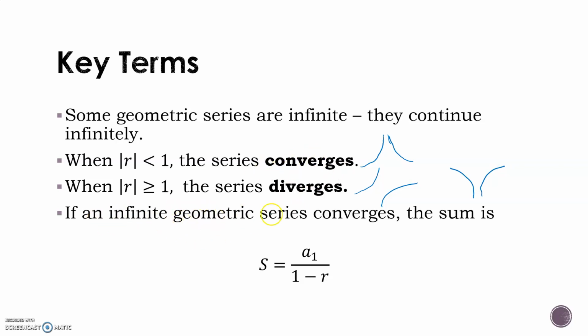If an infinite geometric series converges, the sum is this. And that's a lot easier to do. Really, it's just taking out this part of the other formula. It's the same thing, but just taking that out. If the series diverges, then there's no sum. If the series diverges, there's no sum.